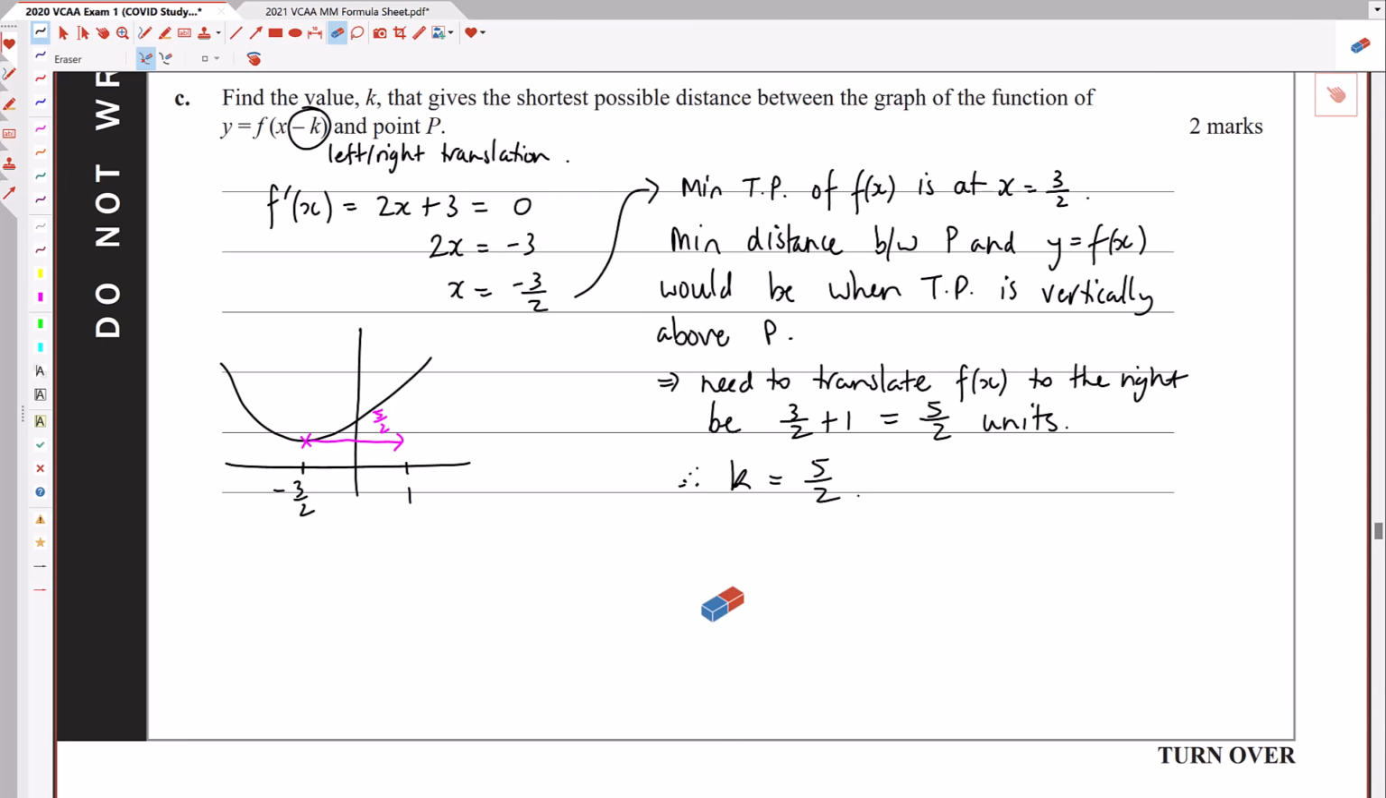So thinking logically about how I get the graph as close as possible to this point here at P, simply by doing a horizontal translation, that would be to move the turning point so that it is directly above P, and that happens when k is 5 on 2.